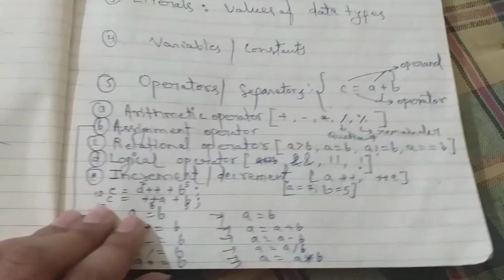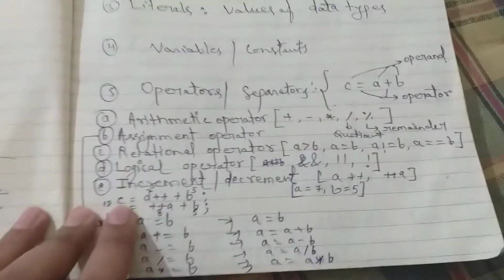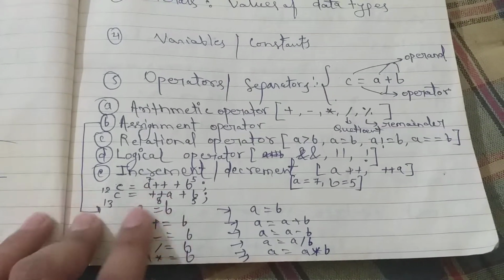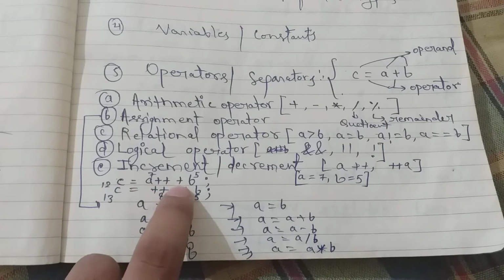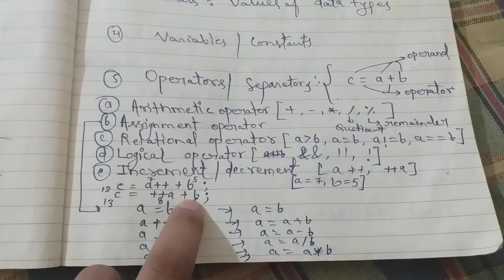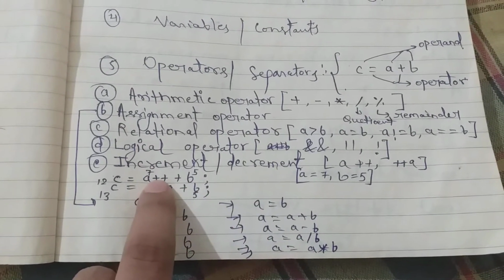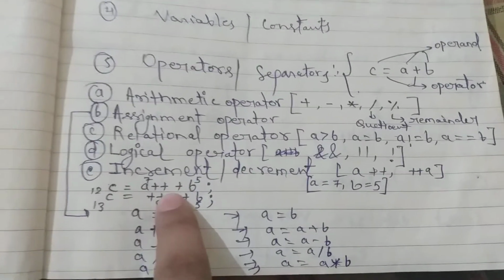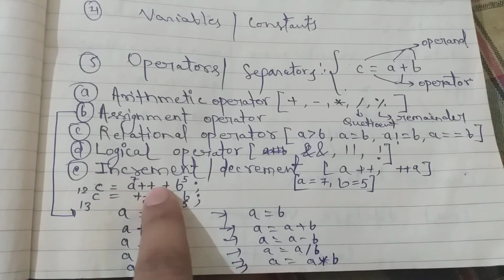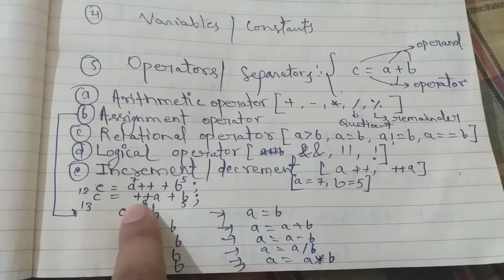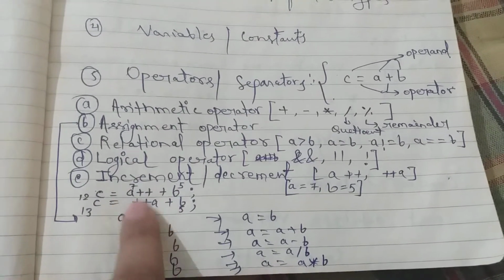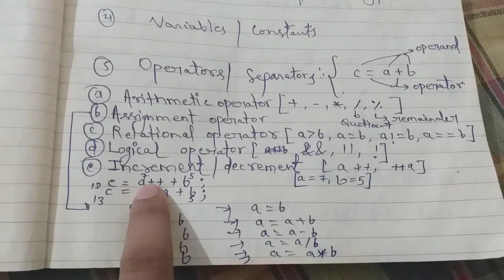Let us take an example for the pre operator and post operator. Here c is equal to a plus plus plus b, and c equal to plus plus a plus b. Here the two plus signs are after a, so this is post increment, and here the two plus signs are before the variable, so this is pre increment. So let's see the difference between pre increment and post increment.